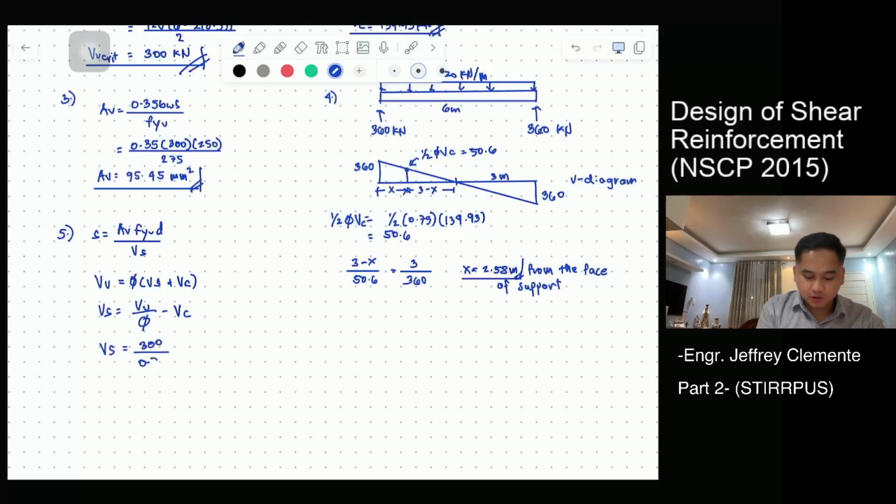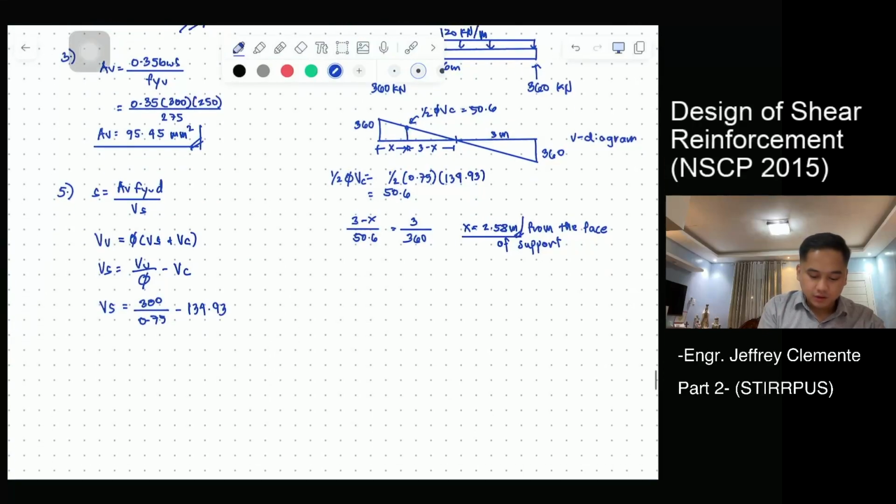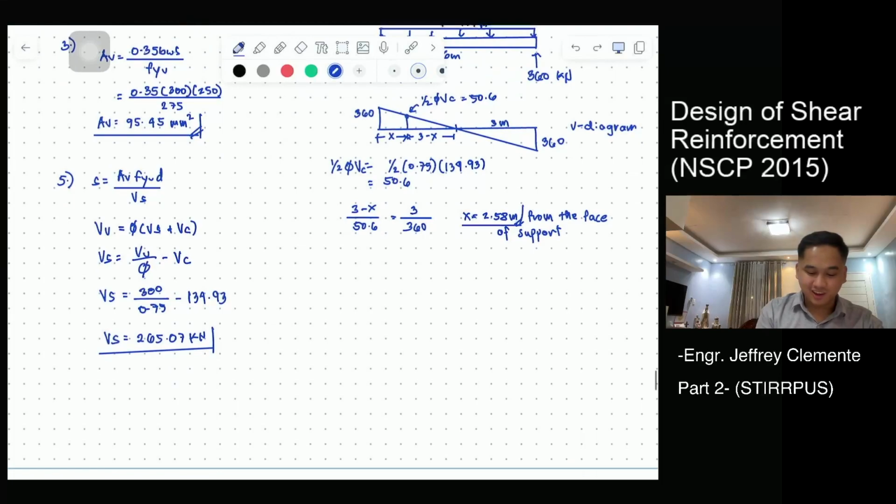300 over 0.75 minus VC, which is 134.93. So VS is what? 265.07 kilonewton. That's it. Hindi pa pala yun yung sagot. Hindi yun yung tanong. Ang tanong is S.